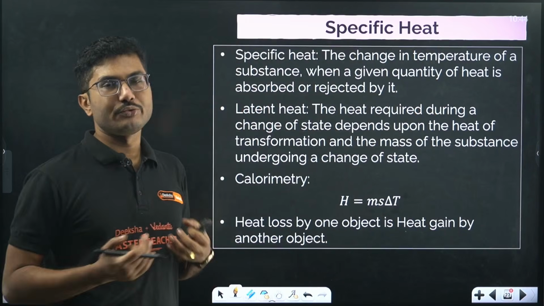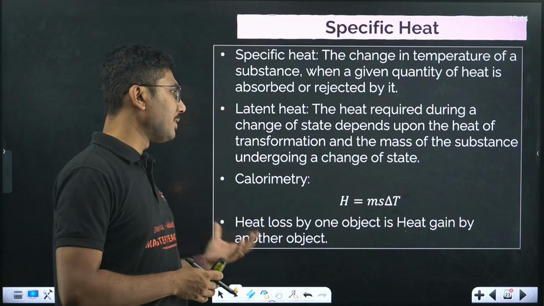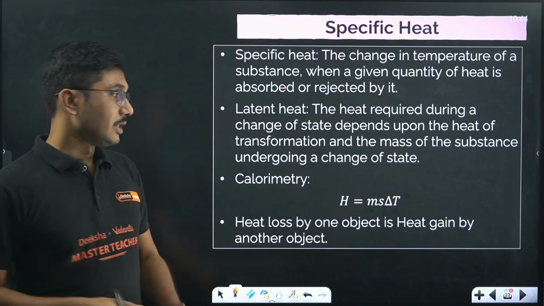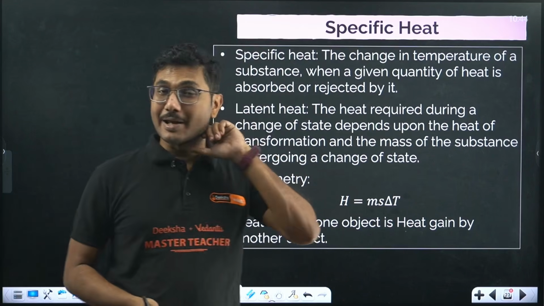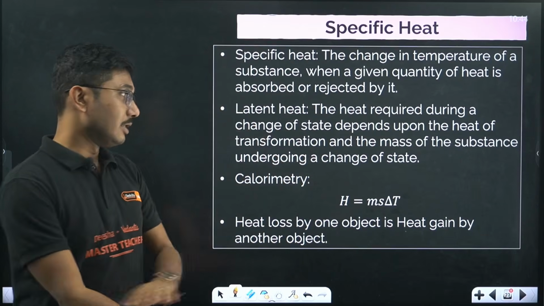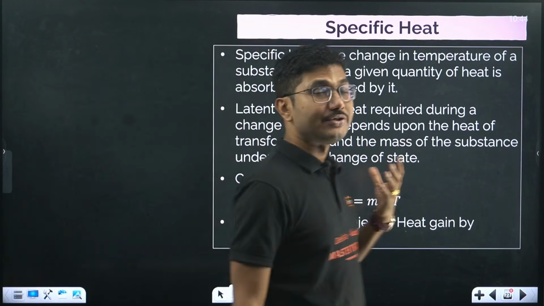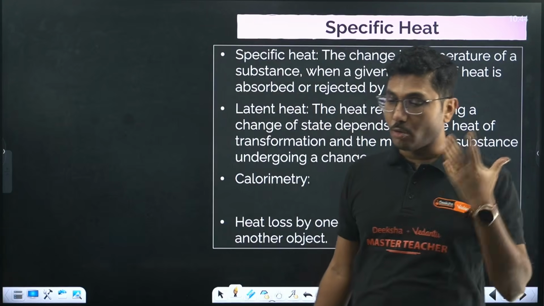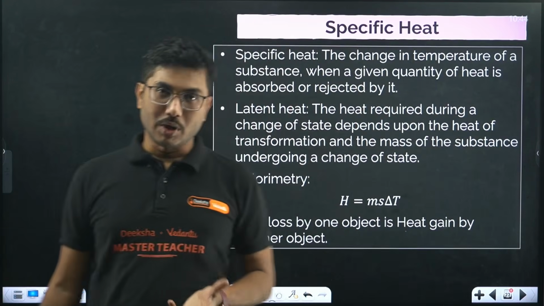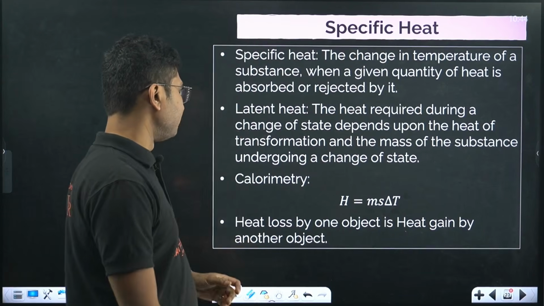Generally the values will be provided to you. If there is a problem based on this, either they will mention the S or delta T or M or L, those values will be provided to you. Don't worry, just remember that latent heat is the heat which is required to melt or boil something. It can be water most commonly, or it can be any other substance as well.